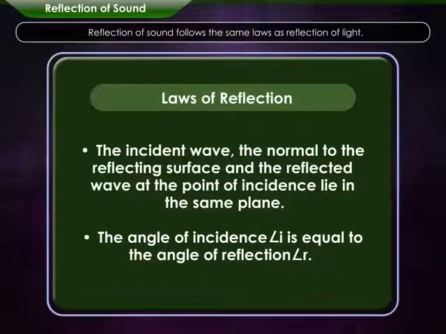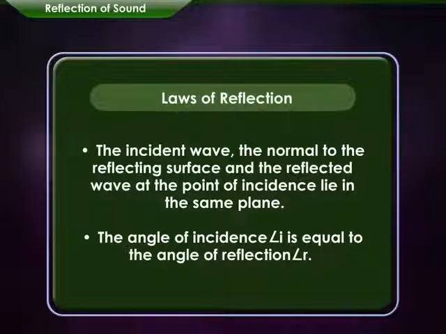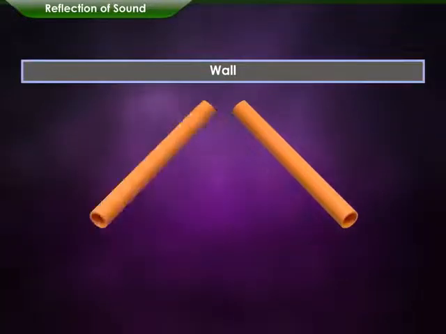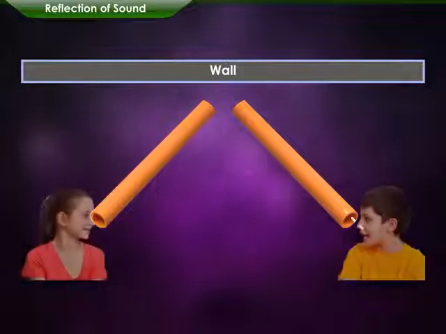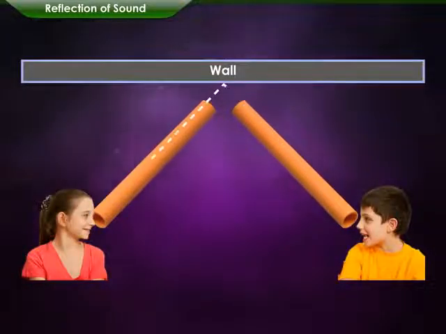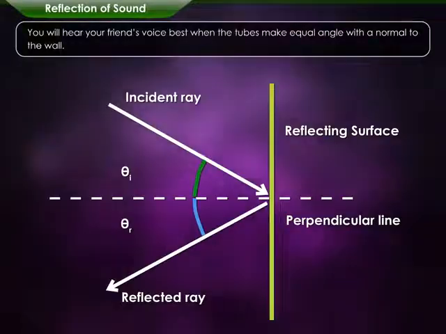Reflection of sound follows the same laws as the reflection of light. Let us do one activity. Take two long identical tubes and place them near a wall. Ask your friend to speak softly into one of the tubes. Use the other tube to listen. Adjust the tube till you hear the best sound.